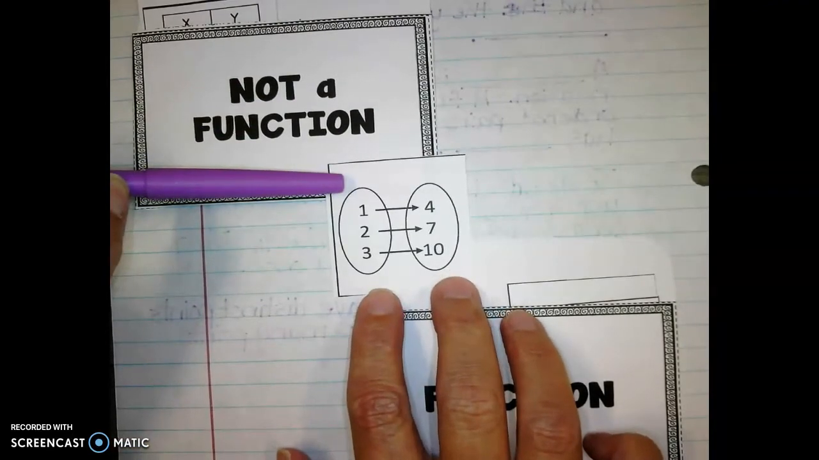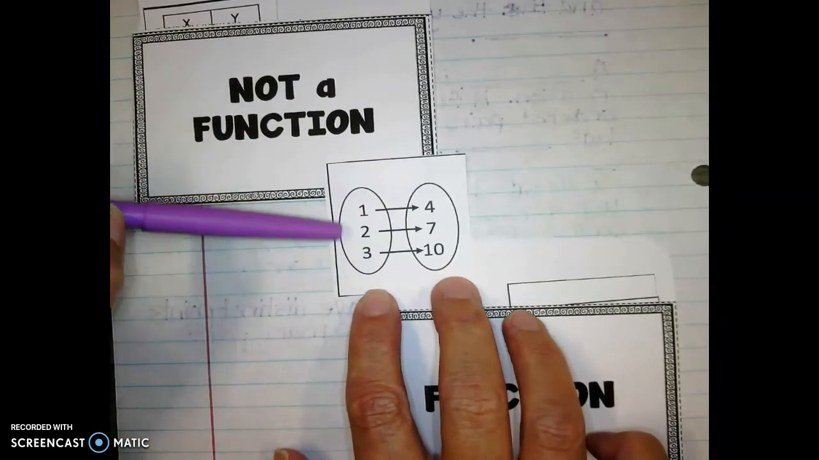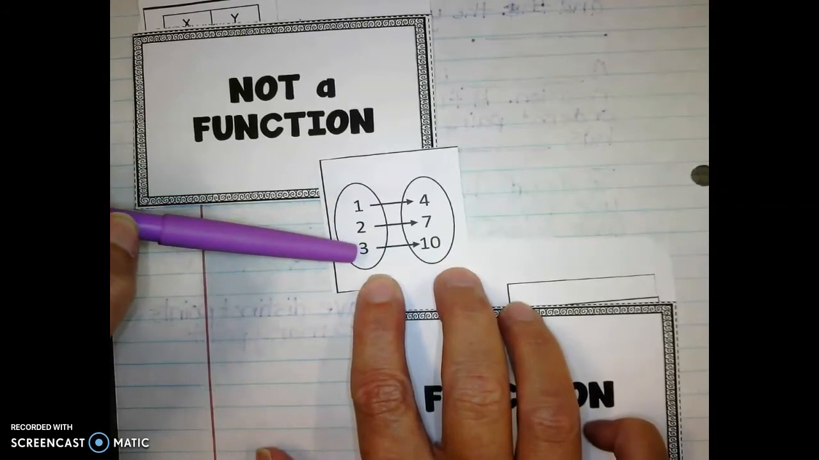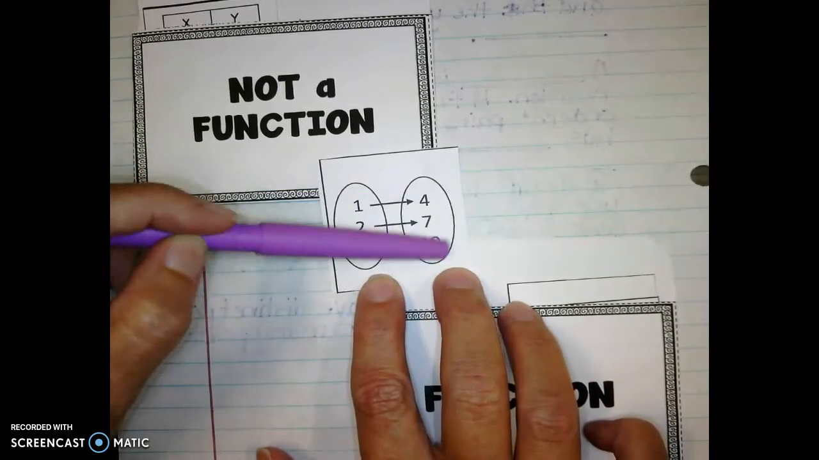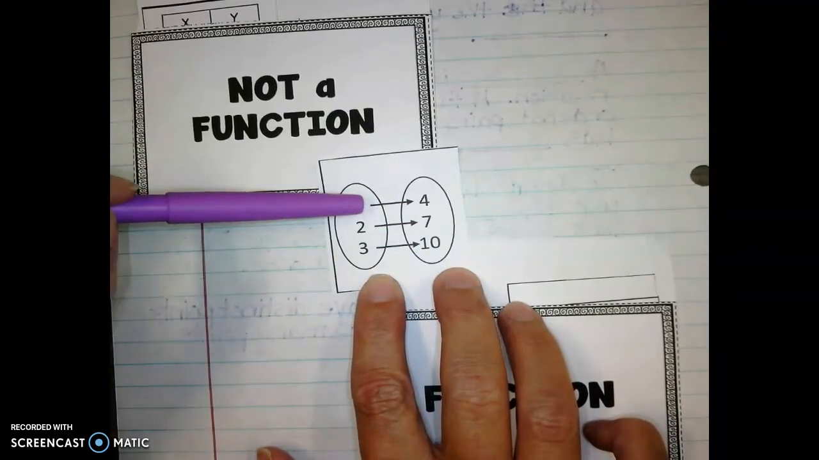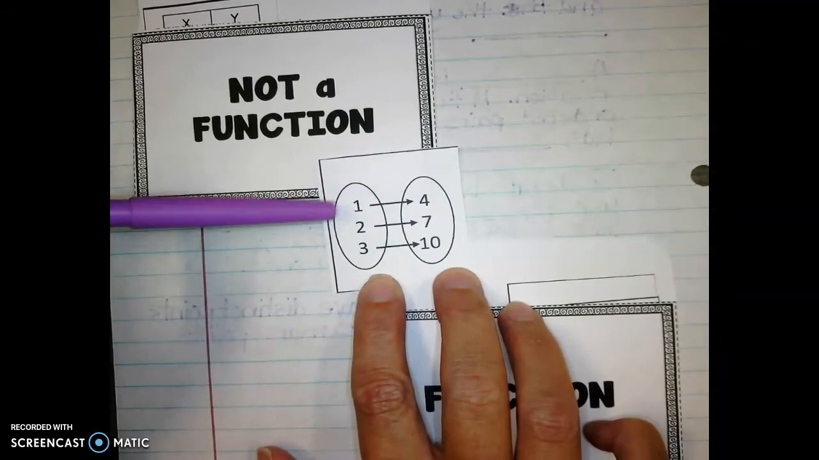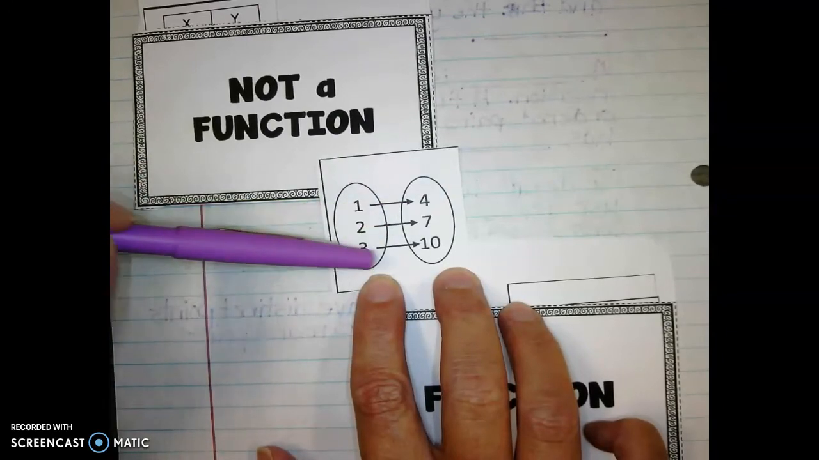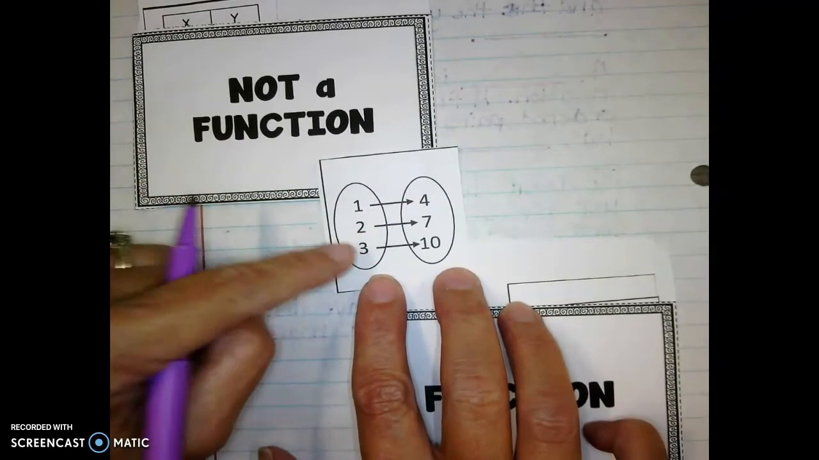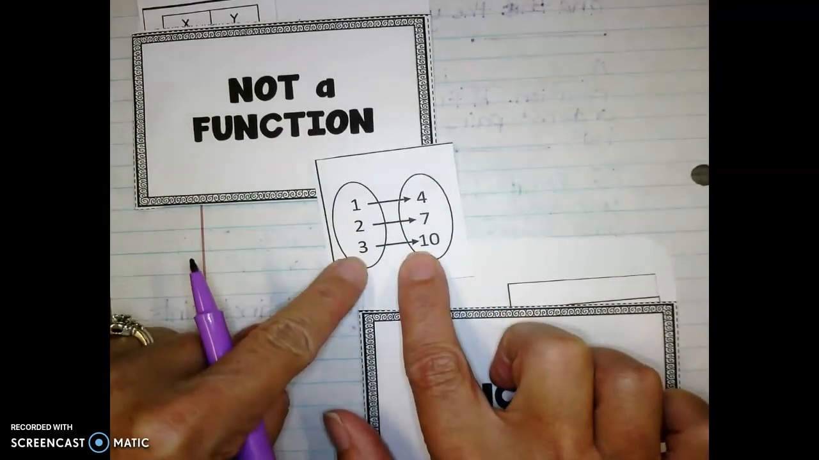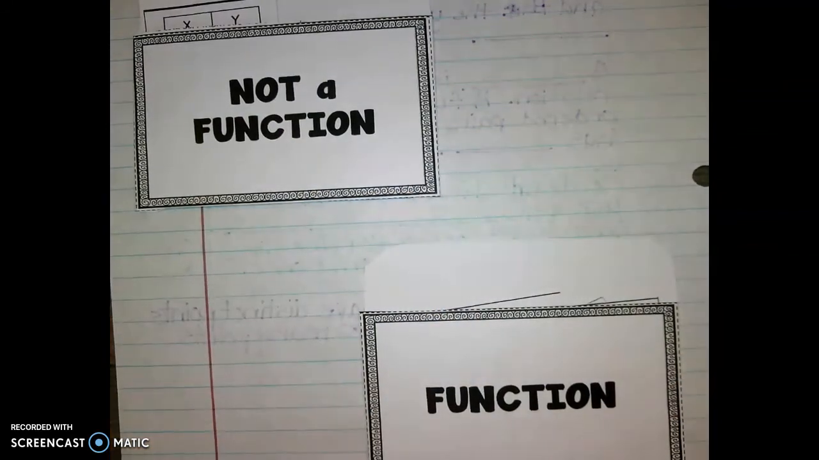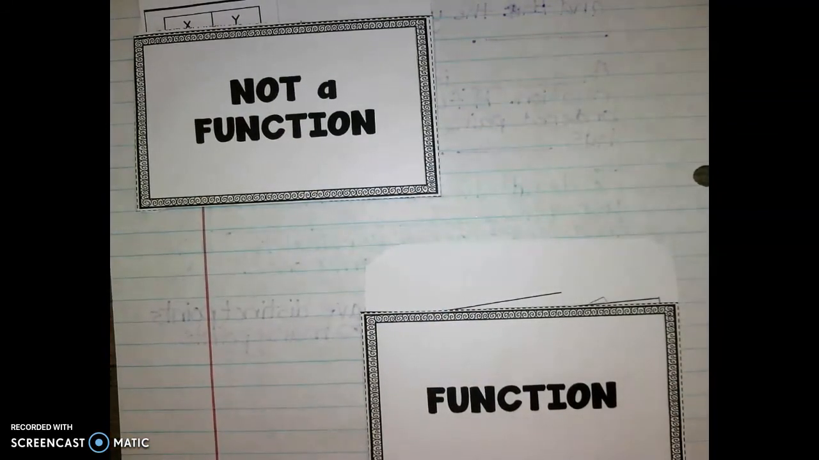This is a mapping. A mapping has my domain on the left. These are the set of numbers that make the domain. These are the set of numbers that make the range. The arrows indicate the ordered pair. So 1 is going to 4, 2 is going to 7, 3 is going to 10. They each have their own y value. I don't have any repeating domains. That's a function. And then I'm going to have you sort the cards by yourself.